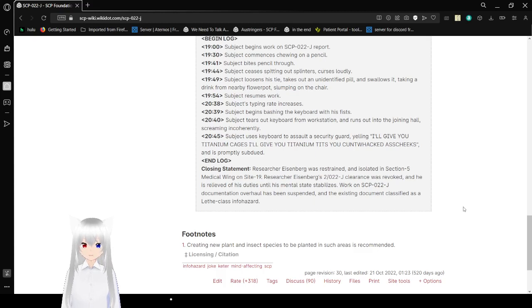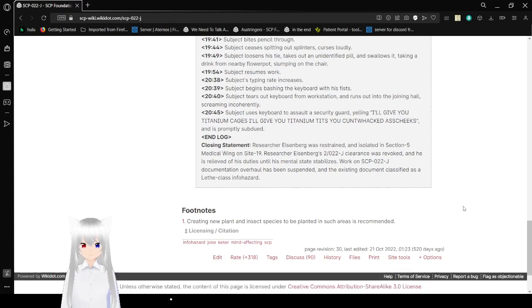At 8:38, subject's typing rate increases. At 8:39, subject begins bashing the keyboard with his fist. At 8:40, subject tears out a keyboard from the workstation and runs out into the adjoining hall, screaming incoherently. At 8:45, subject uses keyboard to assault a guard, yelling, I'll give you titanium cages, I'll give you titanium cages. And is promptly subdued. End log.